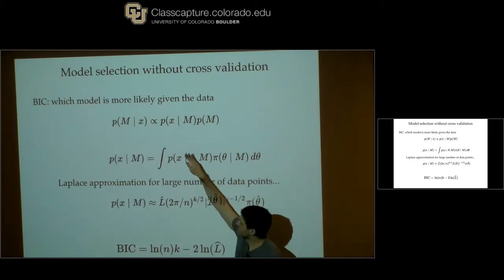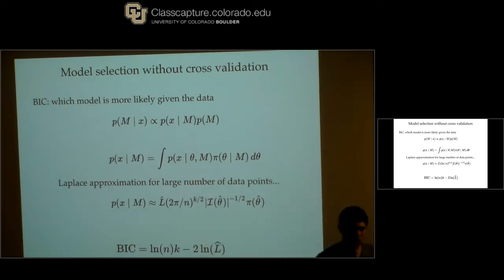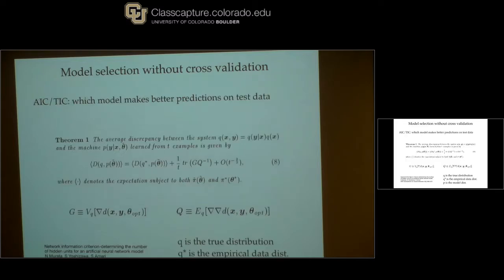When you do Bayesian model selection, you're trying to figure out which model is more likely to be true once you've seen the data. That seems like a reasonable thing to do. There's another perspective which is different, which says which model makes better predictions on the test data.